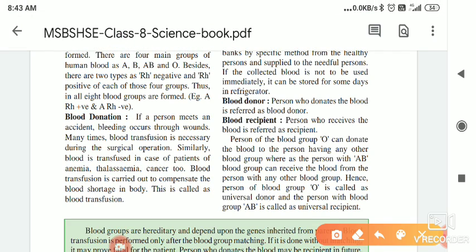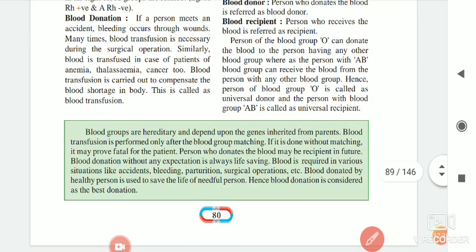Okay, that is about blood donation, blood transfusion, blood bank, blood donor, and blood recipient. Now the next point given here.